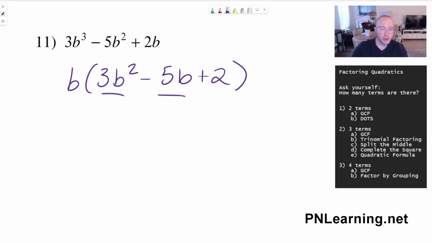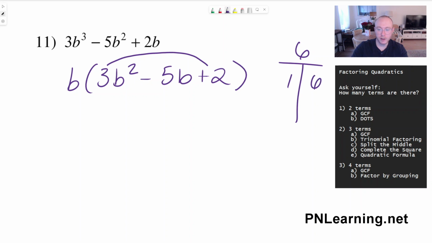And then this one, it looks like we have an a term of 3, so we're going to go ahead and try to split the middle. So let's multiply 3 times 2, which would be 6, and your factors of 6 would be 1 and 6, 2 and 3. And since it's a positive 6, we want our numbers to add up to 5, not have a difference of 5. So 2 and 3 are going to work. Since it's a negative 5 we want to add up to, make both 2 and 3 negative, and that'll work. We'll have negative 2 times negative 3, which is positive 6, and they'll still add up to negative 5.